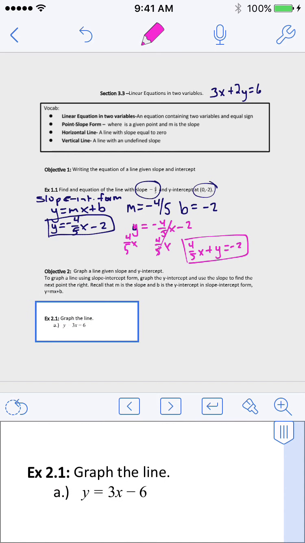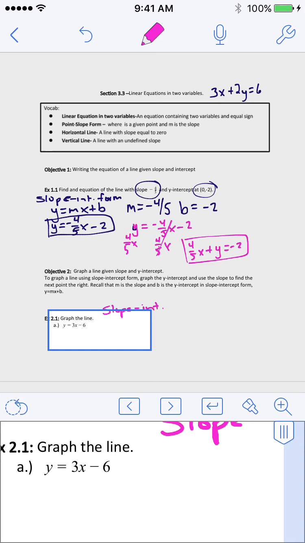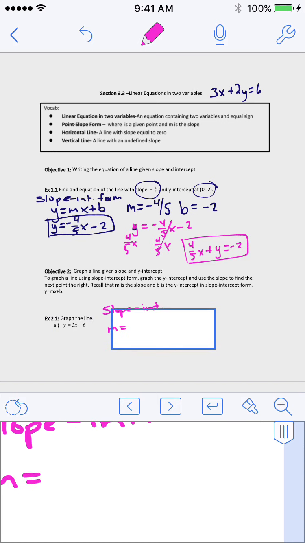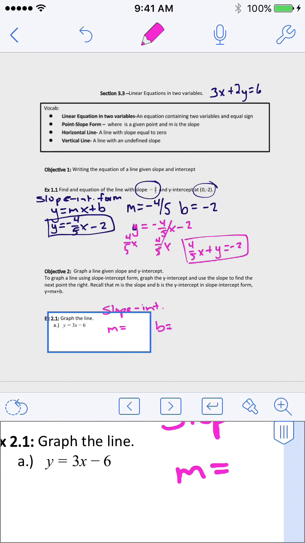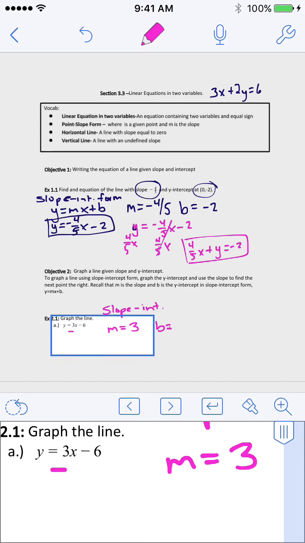So here we have the line y equals 3x minus 6. What form is this in currently? That's right, it's in slope-intercept form. So this means that we have a slope and a y-intercept. The slope here would be m, and the y-intercept would correspond to b, right? And so our slope would be what? Yep, it'd be right here. That would be 3. And the b would be negative 6.